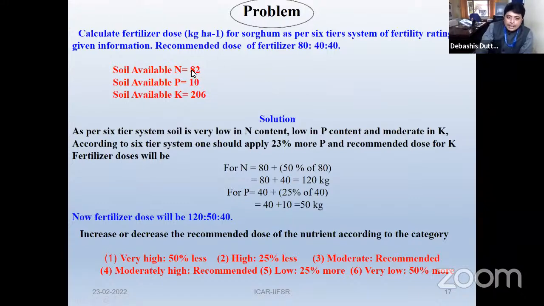82 is in the very low range, and that's why we have to increase the recommended dose by 50% higher. That means 80 plus 50% of 80, which is 120. In the case of phosphorus, 40 is the recommended dose, and the soil is in the lower level range, so we have to apply 25% more.